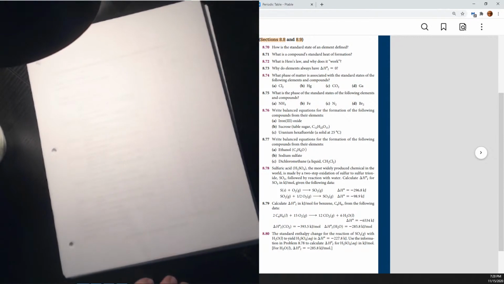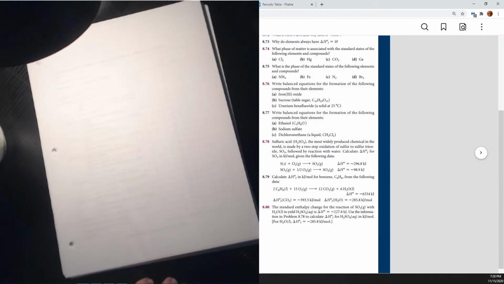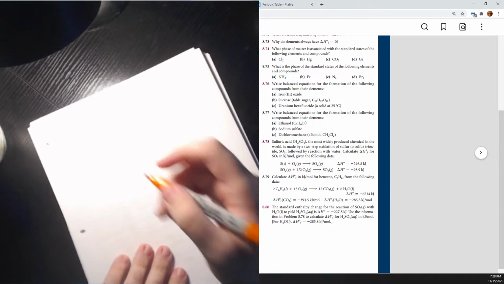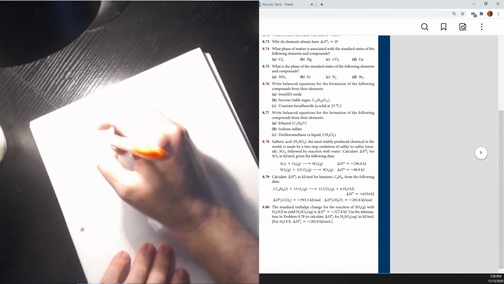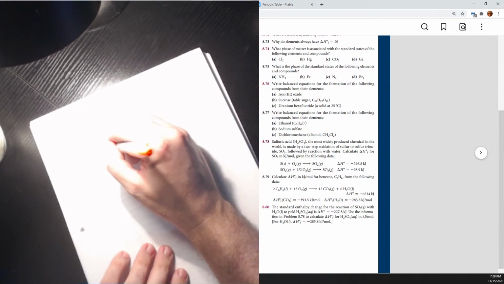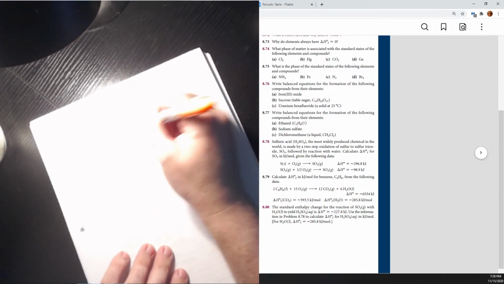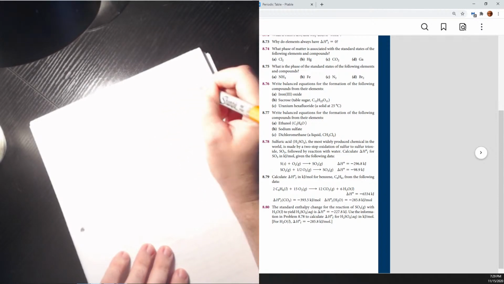80. The standard enthalpy change for the reaction of sulfur trioxide with water to yield sulfuric acid is delta H standard equal to negative 227.8. Use the information in problem 8.78 to calculate the delta H of formation for H2SO4 in kilojoules per mole. For liquid water, the enthalpy of formation is negative 285.8. So, we're trying to find H2 plus S plus O2 yields H2SO4.